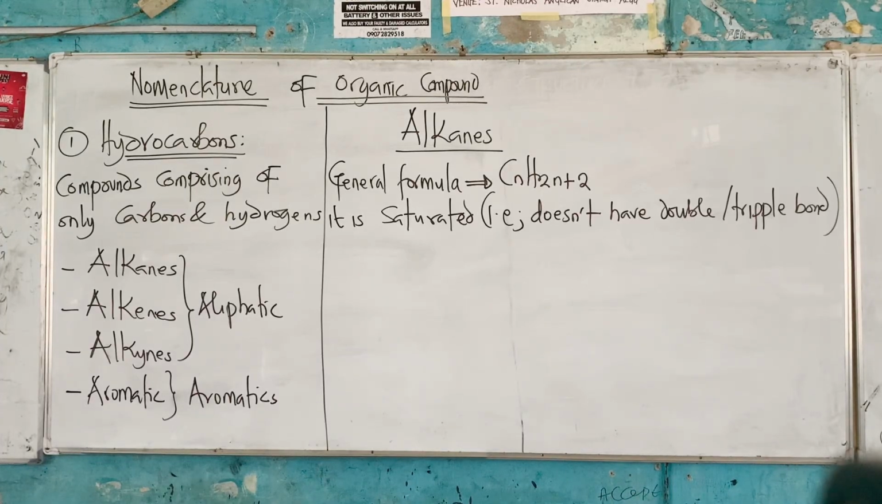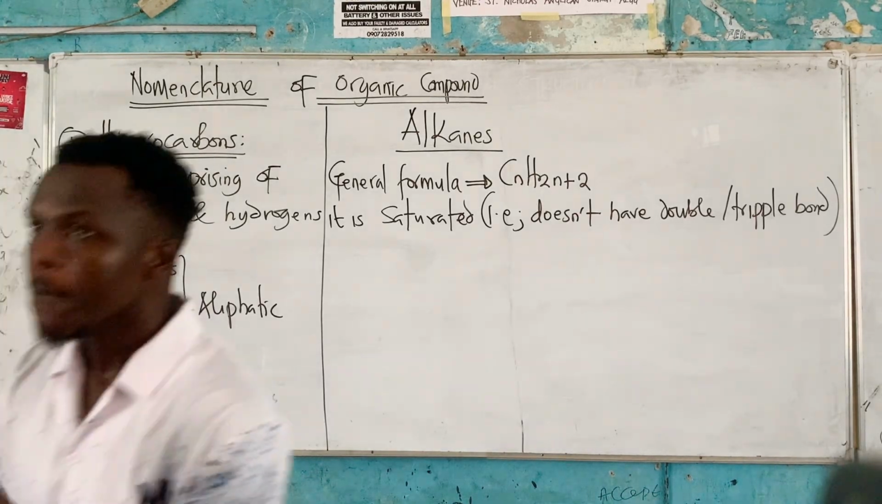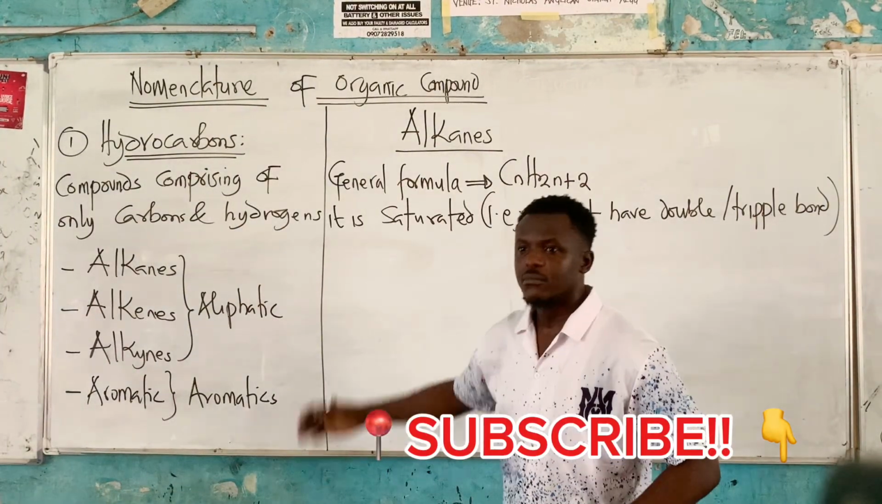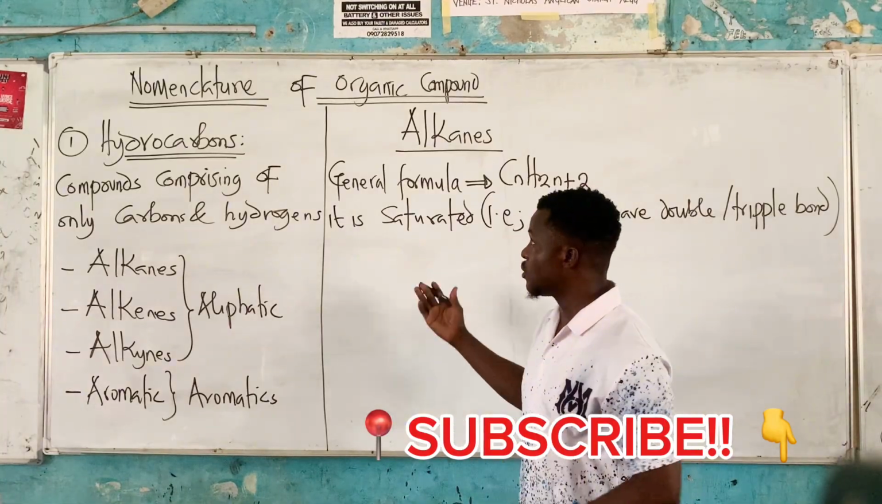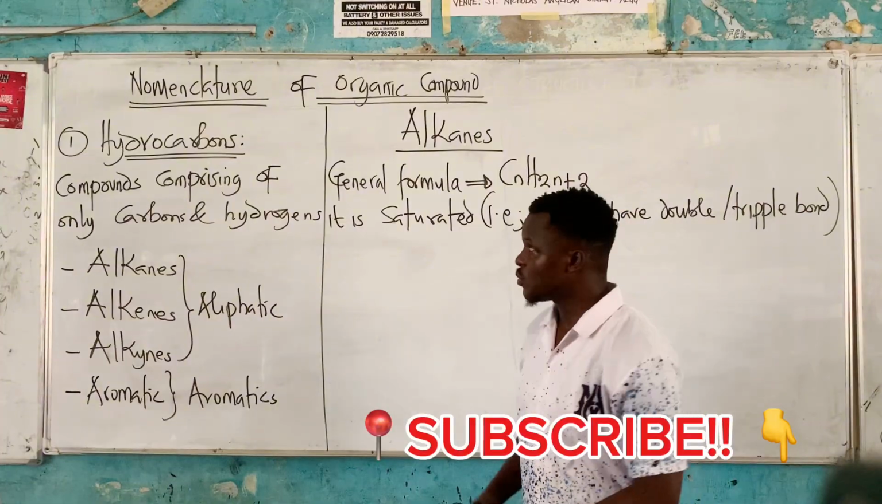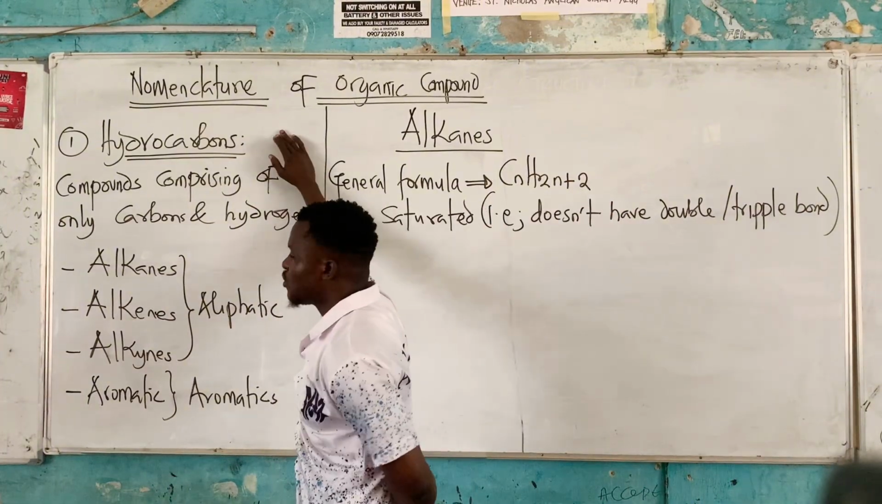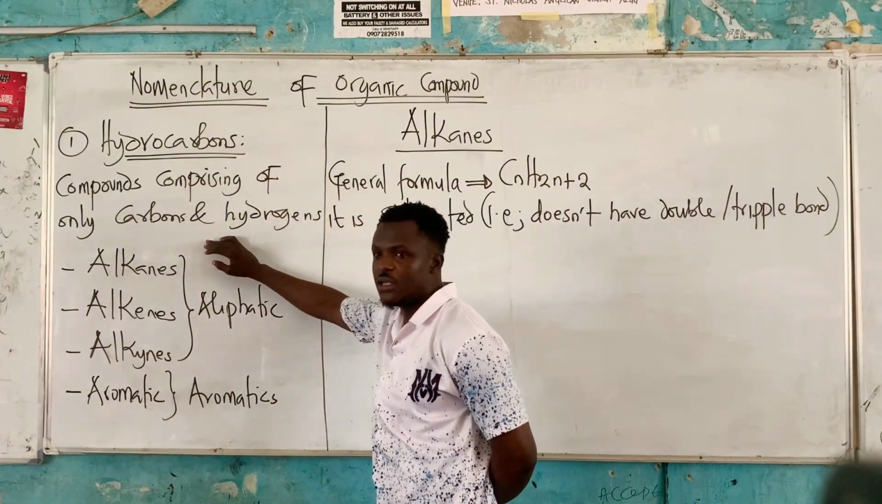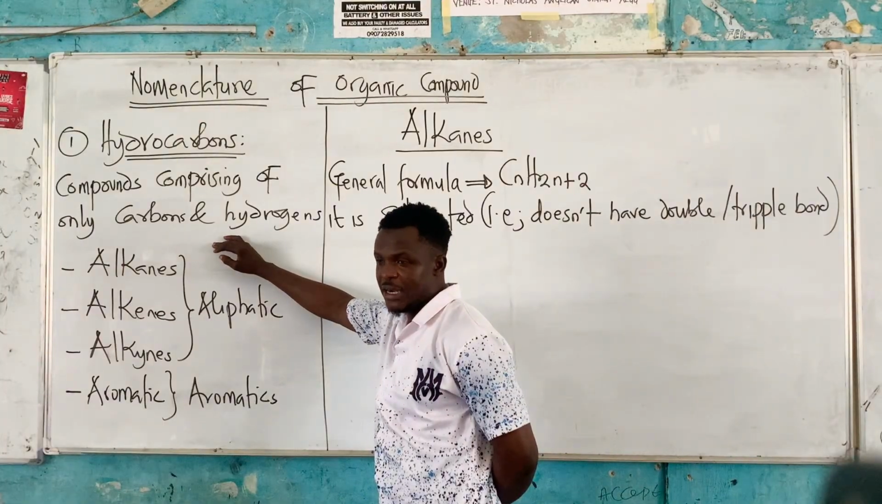All right, so let's look at this. We have hydrocarbons. Like I said, we want to look at how to name organic compounds. It's quite compact, it's large. We want to start with hydrocarbons. Hydrocarbons are compounds comprising of only carbons and hydrogens, right?